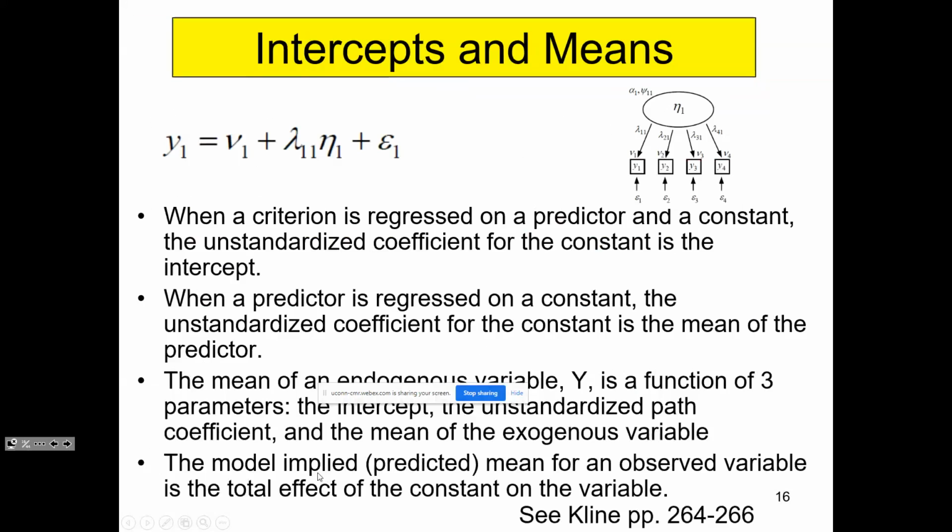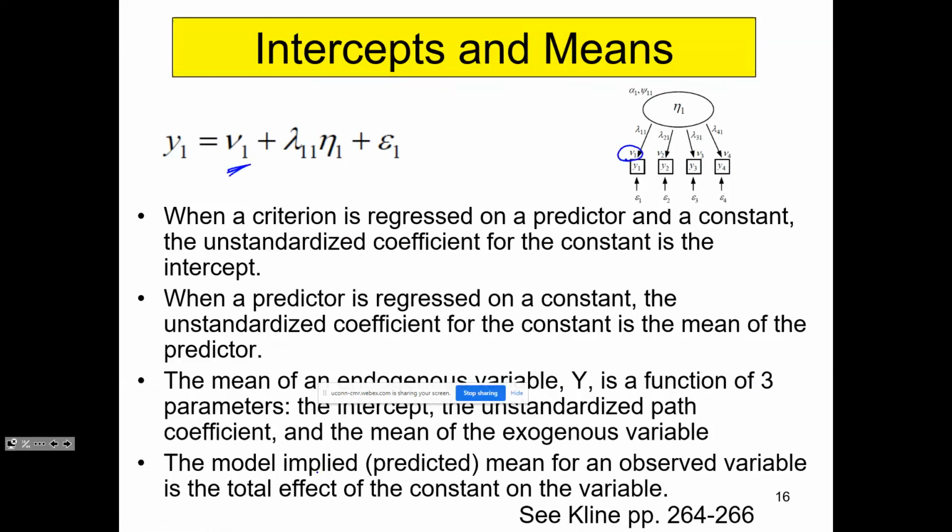So let's think about a simple CFA model for a second. Your score on Y1 is a function of the factor loading times the latent variable plus the error. That's all old. But now I've got this intercept. So what is that intercept?